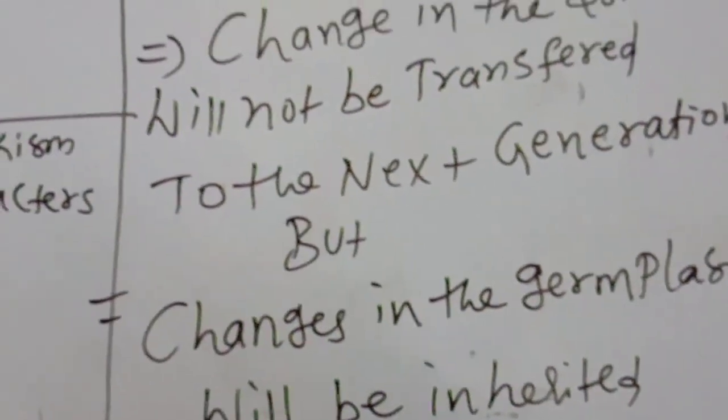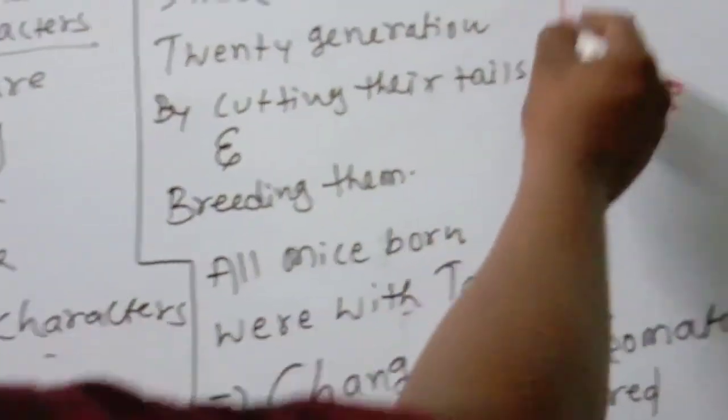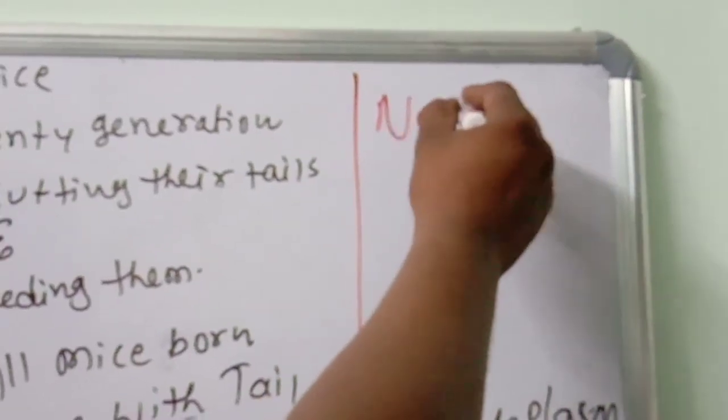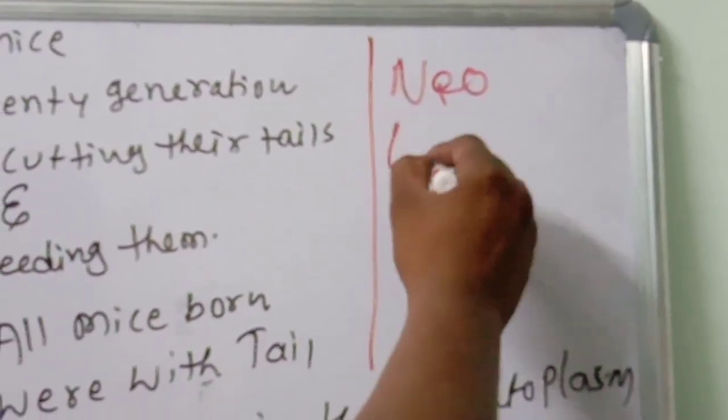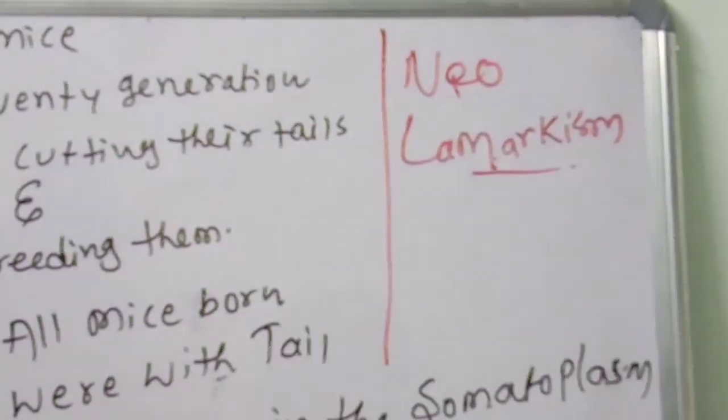So next class, we will discuss another concept. The next class topic is Neo-Lamarckism. We will be discussing that.